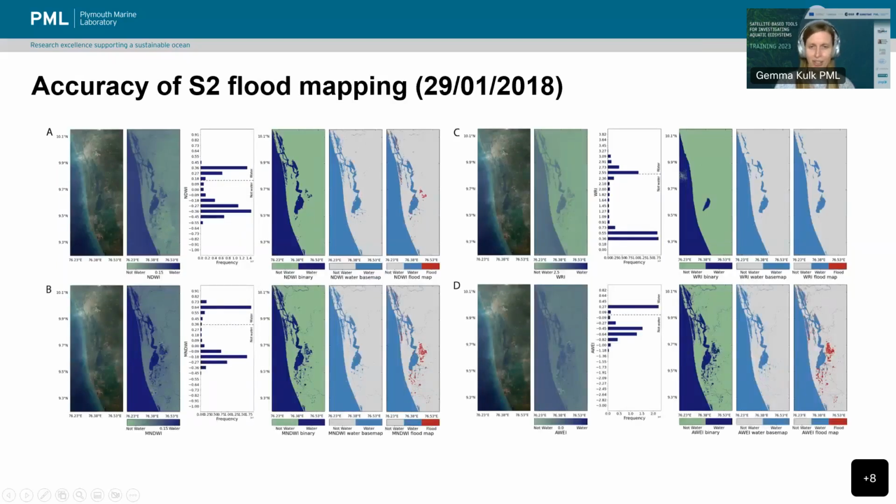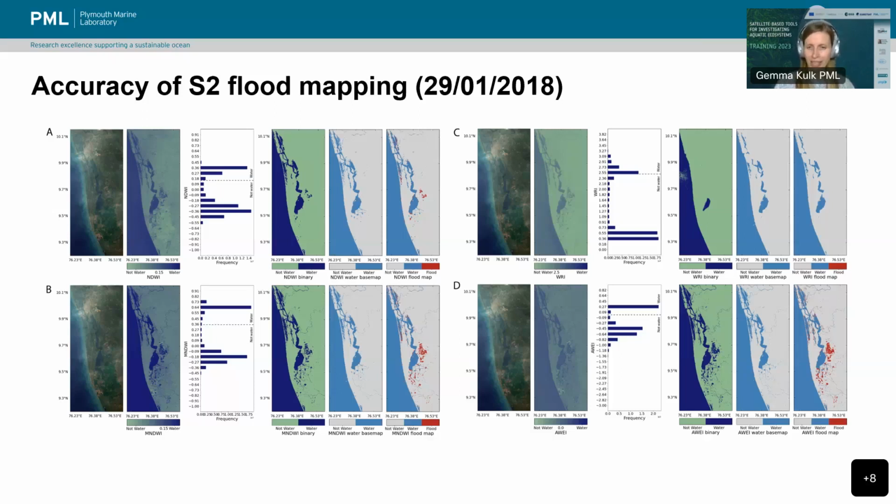So these are the results of the Sentinel-2 flood maps for 4 different water indices, with from the left to the right an RGB image from the 29th of January 2018, a map of the water index, the associated histogram with threshold indicated, the map of the binary water index, the base map of that specific water index, and then the flood map with in red the pixels that are indicated as flooded. So those are the pixels that are outside the regular extent of the lake.